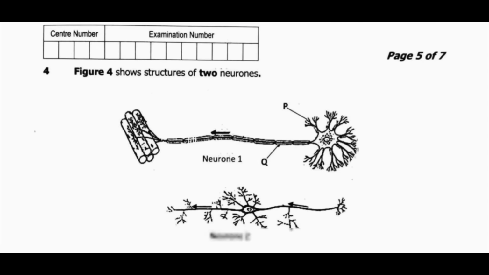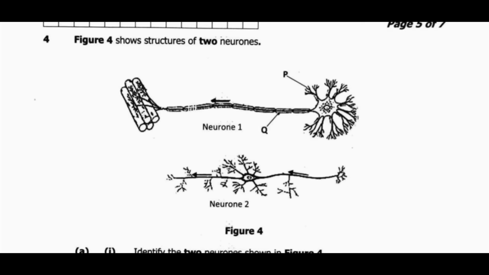Then let's move on to question 4. Figure 4 shows structures of two neurons. We know that with two neurons, we are looking at cells that were created for transportation of nerve impulses. Then if you look at nerve impulses, definitely we are looking at the information that is responsible for response of a human being to any external change.